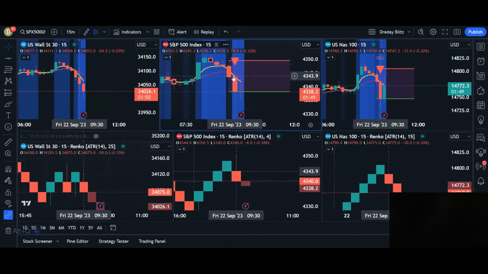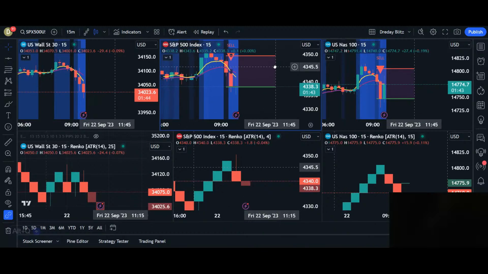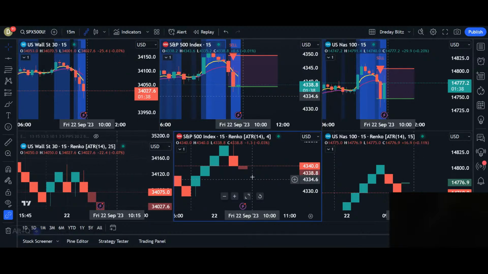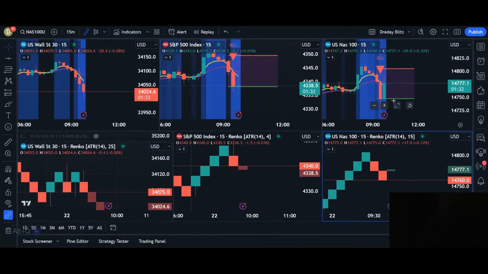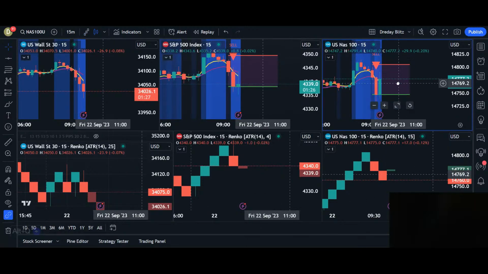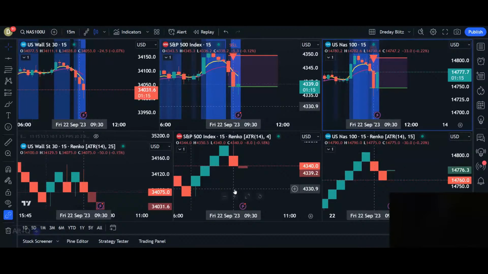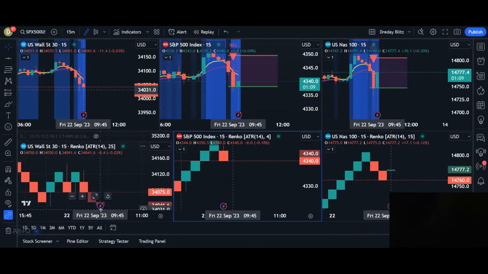For S&P 500, still looking bearish here if you're looking at the Renko bars. And for NASDAQ, we did have a push up, but no indication that it's going to reverse yet. We have the Renko bar that is being created here on the upside. So we'll see how everything will play out.